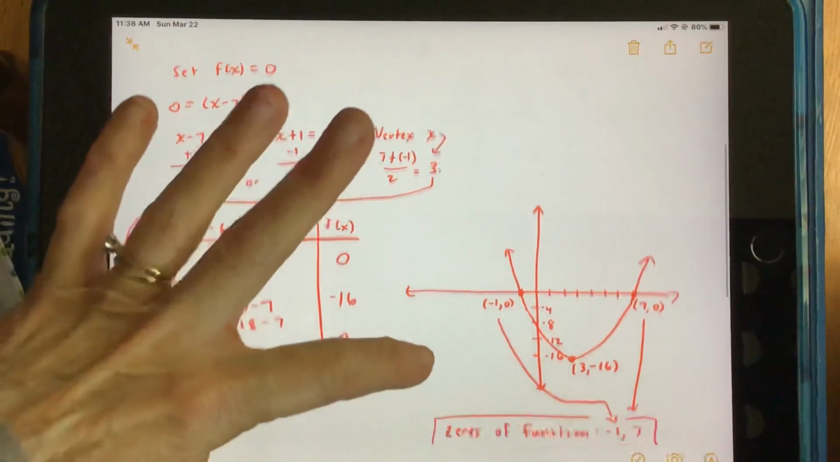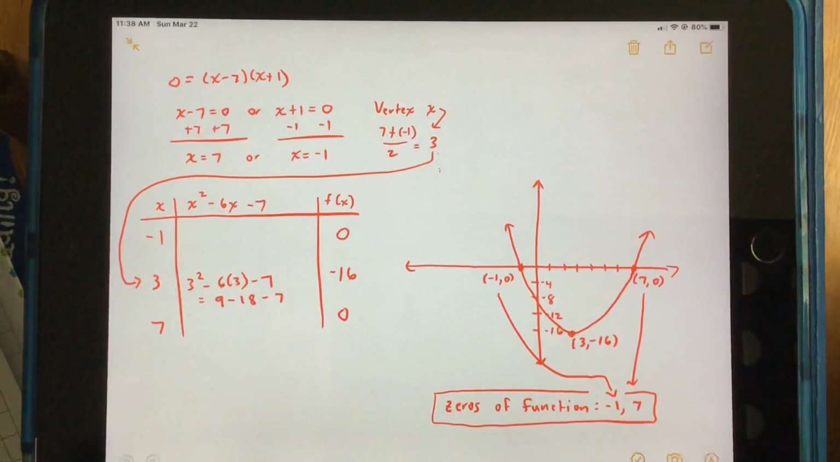And then I can finally state the whole point of what we're doing here. What are the zeros of the function based on the graph? And we see on the graph that that parabola intersects the x-axis at negative 1 and at 7, so the zeros of the function are negative 1 and 7.